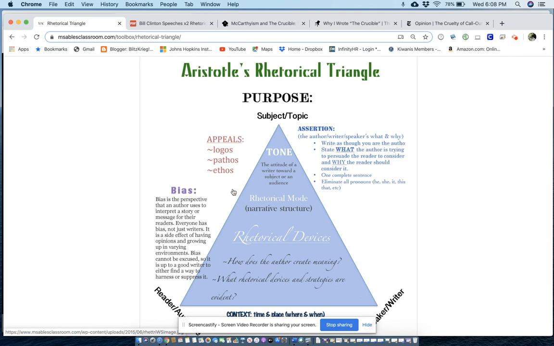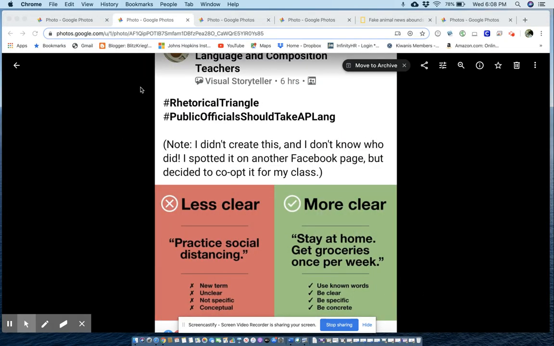And then, of course, you use certain tools and the tone, and how does that author create meaning, and those devices that they use, the time and the place it was written, all those things together make a text what it is. But guys, it's not just about a text. It's also about anything. Anything can be a text. Look here. Here's another one from my AP Lang comp teachers page. Everybody pay attention to this. The rhetorical triangle, public officials, take it, AP Lang.